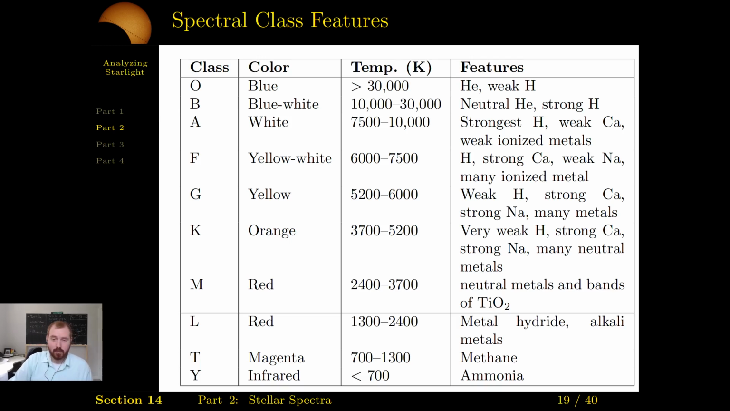All right. So we're seeing what are the predominant materials in the star, and this goes back to why do we bother with the spectral classes?